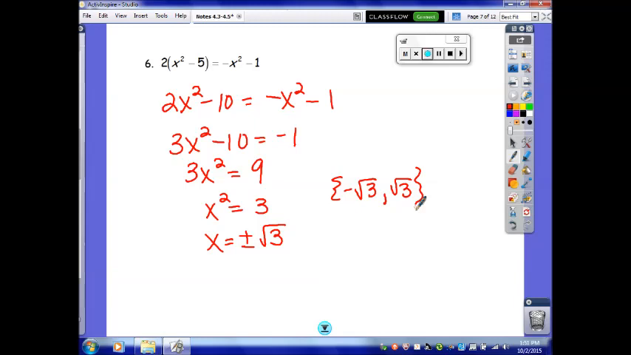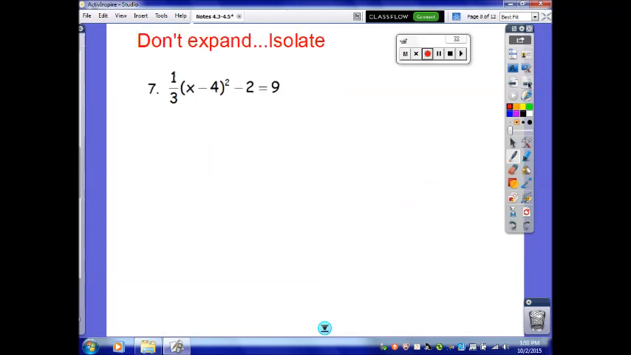And here again, I will talk about how to check this in class. But here again, you can plug these back in and also check. Okay? All right. Now look at a problem like this.